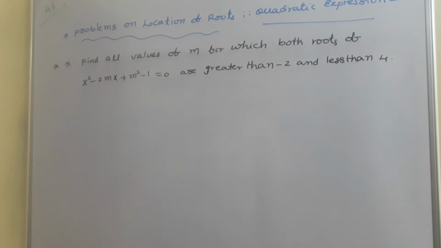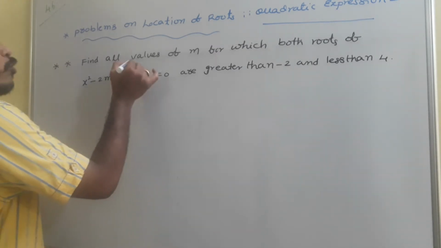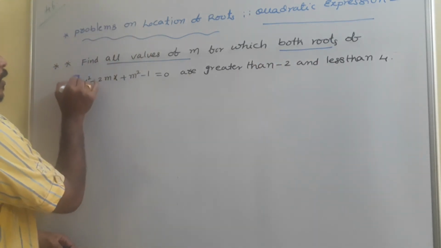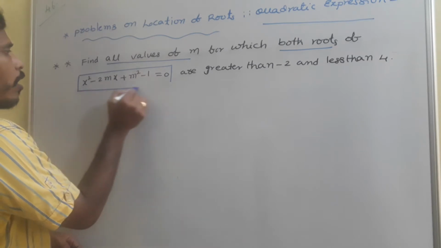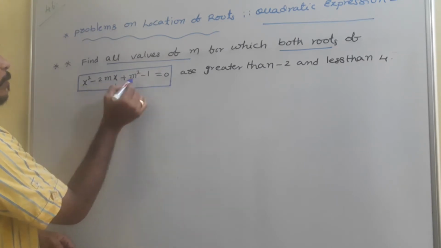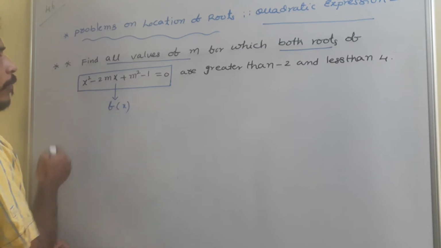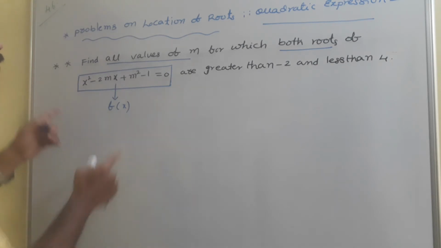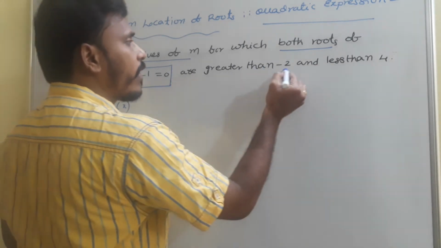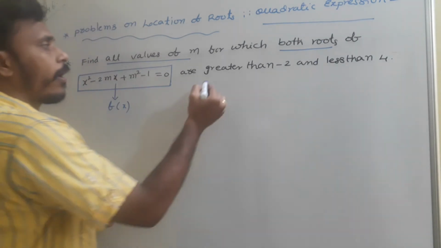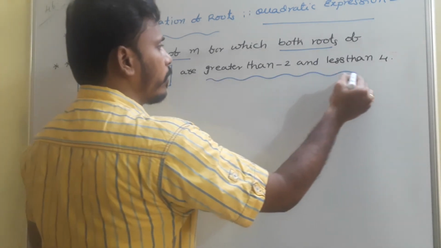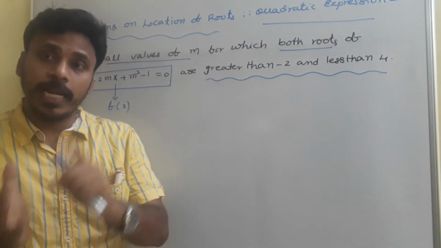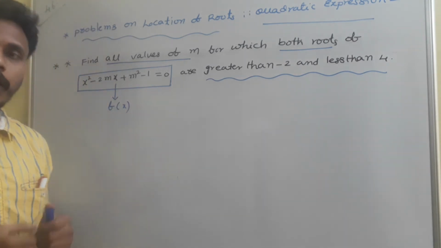Okay, have a look. So another problem on the location of roots. Find all values of m for which both roots of this particular expression, you may say it as equation or expression, by treating this part as f of x. F of x is x square minus 2mx plus m square minus 1. Both the roots of this equation are greater than minus 2 and less than 4. Pay attention to this phrase specifically: greater than minus 2 and less than 4. Two roots of this equation are there.